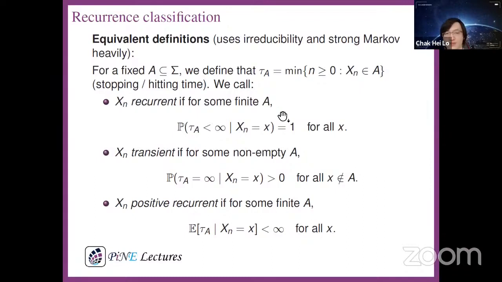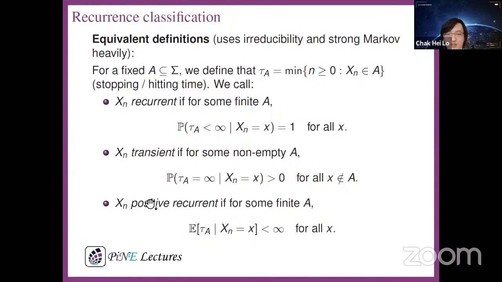Okay, so this is very similar to what we stated before; we just write it in a different way. On the other hand, if it is transient, then for some non-empty A, the probability that tau_A equals infinity is greater than 0. So there is some chance that this stopping time is actually infinite, so it will never come back.